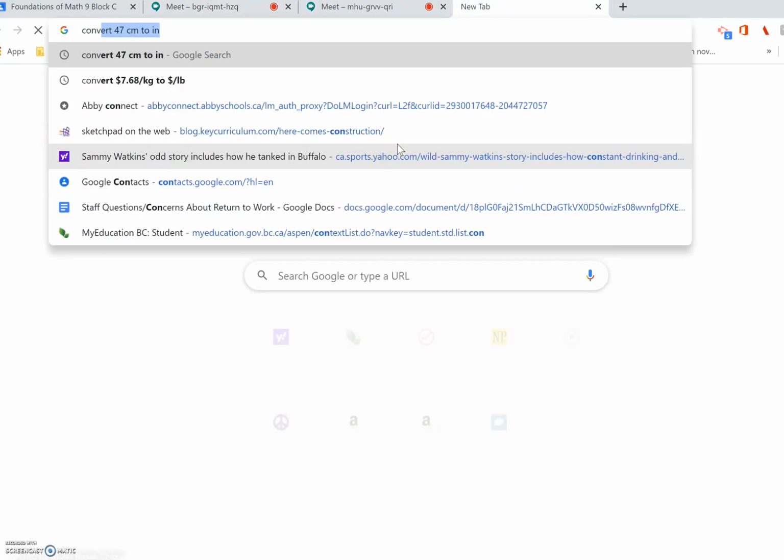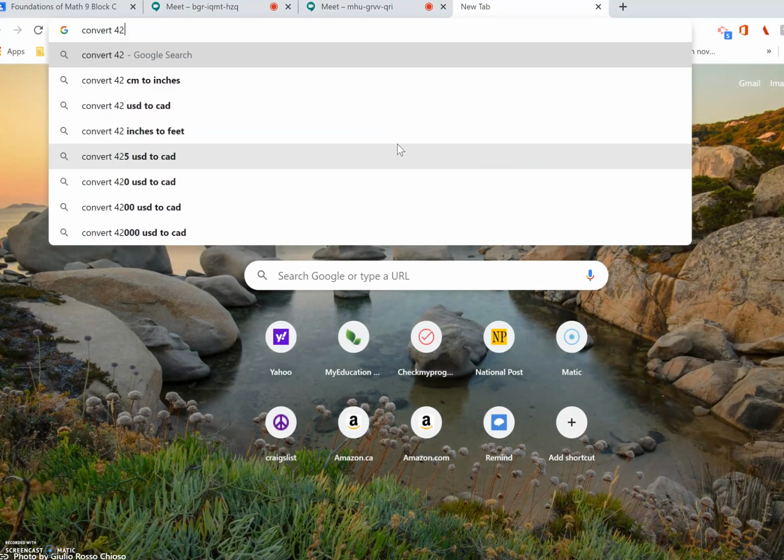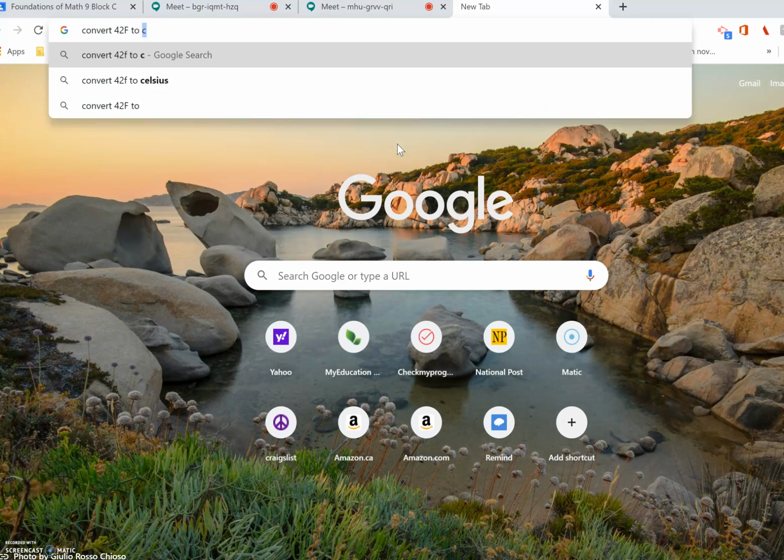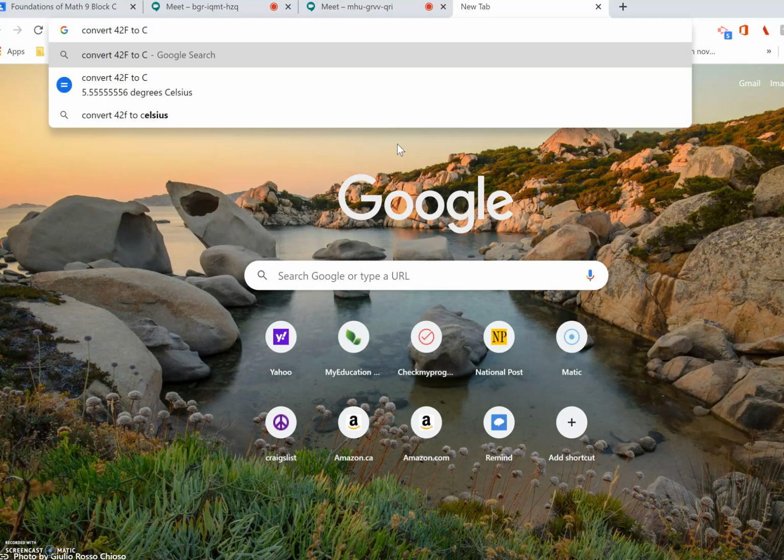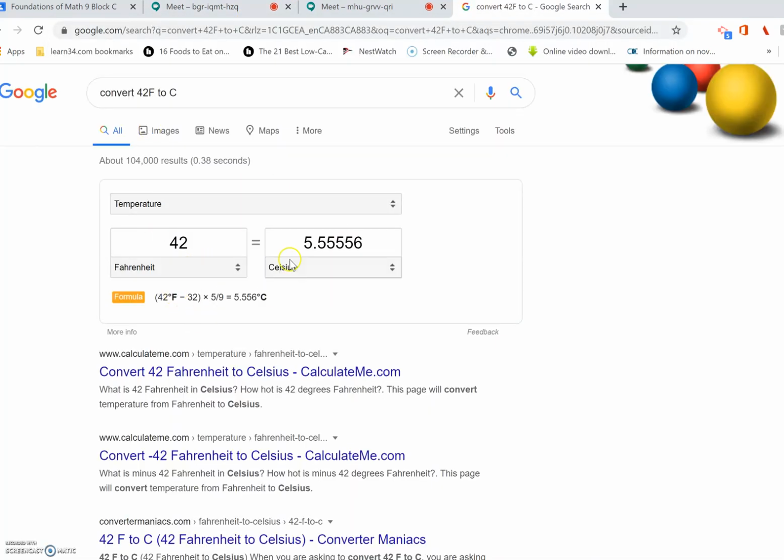Start with the word convert. 42F to C, right? 42 Fahrenheit to Celsius. You can see it even popped up down here. But boom, there it goes. There's Google's converter. So it's 5 degrees Celsius.